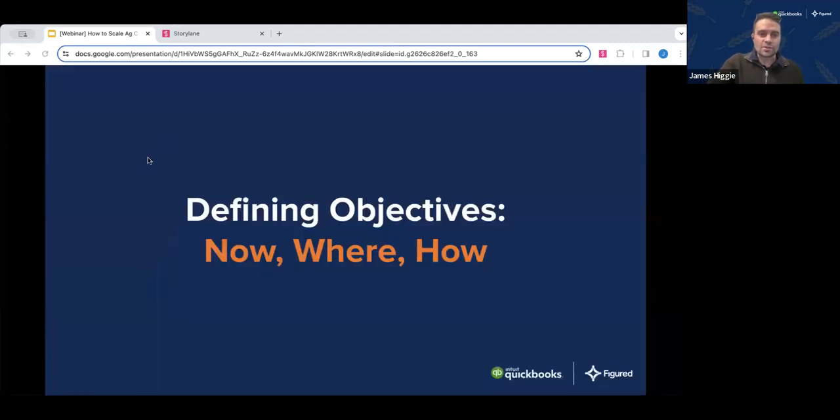Just before I get into the poll and then the product, where we're going to demonstrate how this works in practicality, I think it's really important to frame up what we're talking to here today. You'll hear this terminology a lot, and you'll see it in our marketing materials. It's part of what we call our now, where, how. And in our mind, this is our 3-step advisory program.